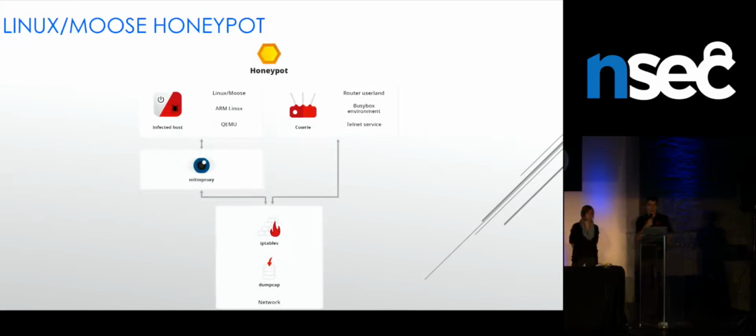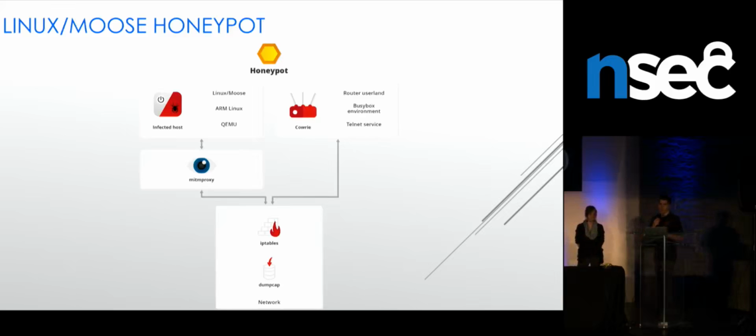So here's the architecture of the honeypot. You see on the left-hand side the QEMU stack. So we used Debian ARM images. We deployed Linux Moose on it, and this was running in QEMU. We put in front of that a man-in-the-middle proxy service to do the HTTPS attack, which I'll cover later.